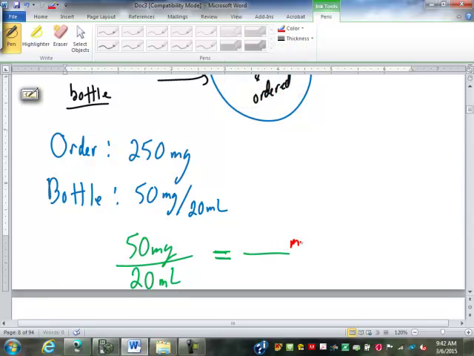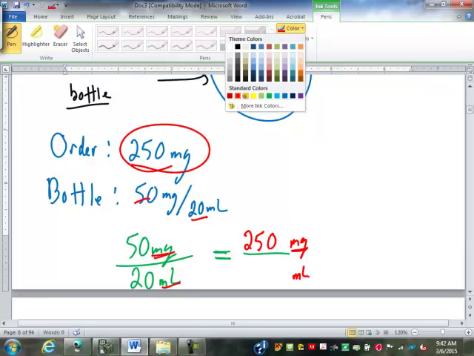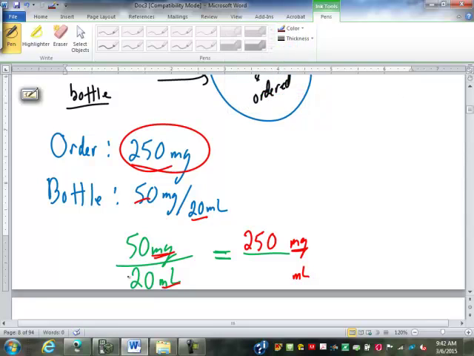On this other side, however, the units must be the same. There's milligrams here, must be milligrams here. Milliliters here, must be milliliters here. So now looking up, we've used the 50 and the 20. We still have the 250 milligrams from our ordered dosage. That has to go on top. Now, we cross multiply and divide. 20 times 250 divided by 50 is 100 milliliters. So there's 100 milliliters of medication that needs to be delivered to the patient.